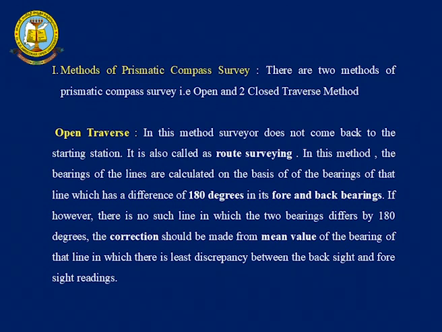But here in this method the surveyor does not come back to the starting station. It is also called route surveying. Open traverse method of surveying is also called route surveying. In this method, the bearings of the lines are calculated on the basis of the bearings of that line which has a difference of 180 degrees in its fore and back bearings.